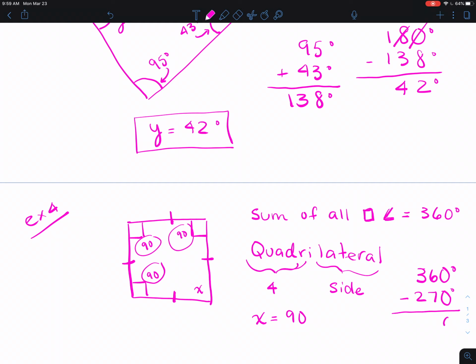Okay. And it's going to be a 0. You're going to borrow. It's going to turn into a 2. This is going to turn to a 16 here. It's going to be 6, 7, 8, 9. 2 minus 2 is 0. So 90 degrees is what you get.